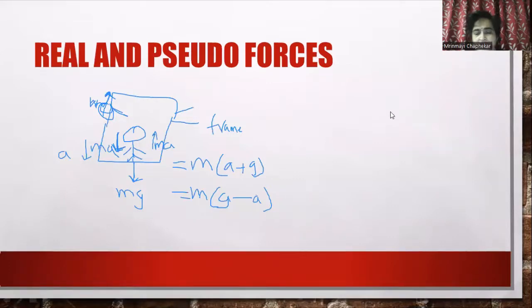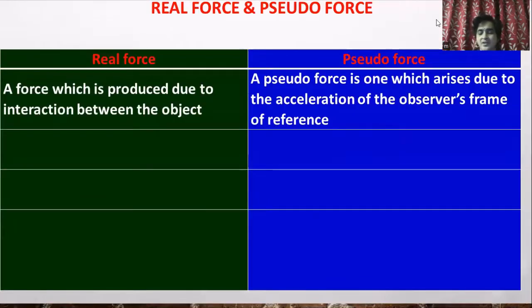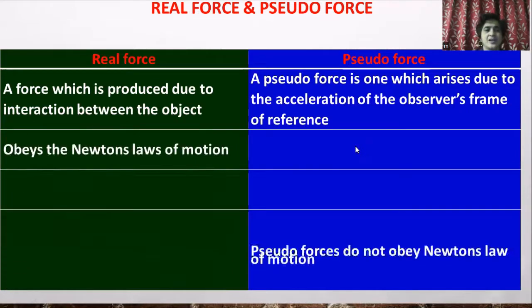Now differentiate between real and pseudo forces. We can differentiate between real force and pseudo force. A force which is produced due to interaction between two bodies is real force, and a pseudo force is the one which is experienced by the observer because the observer is in the non-inertial frame of reference.